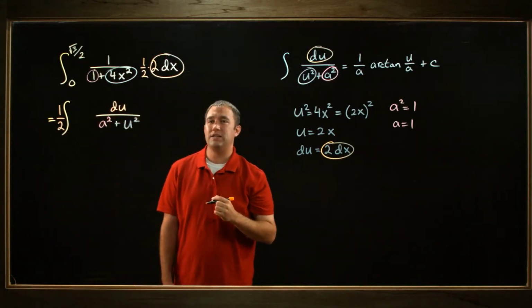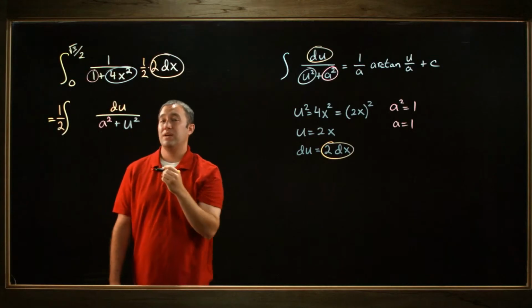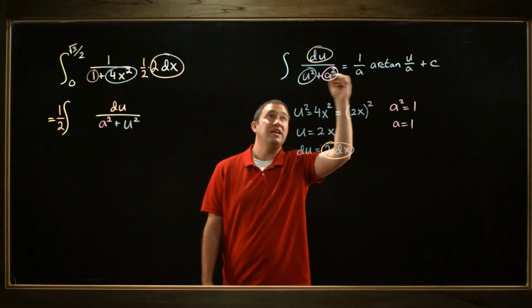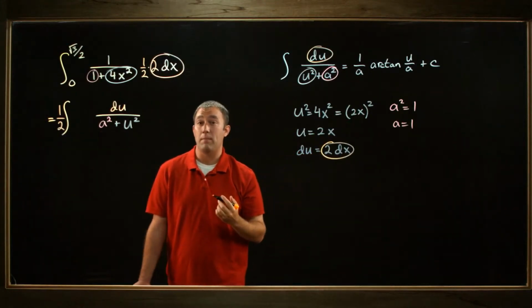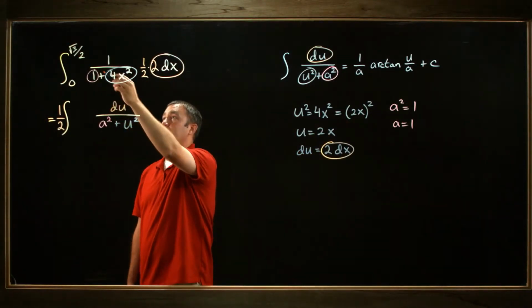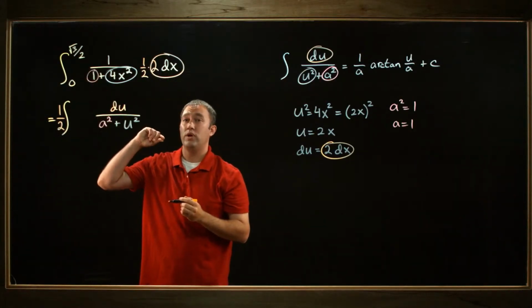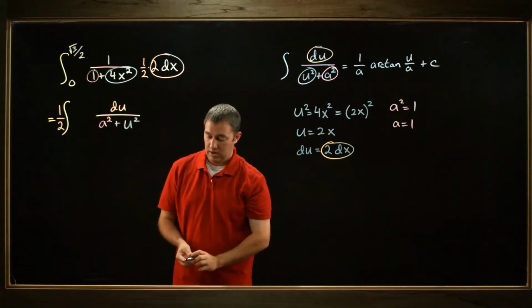One final thing I need to deal with are these limits of integration. This is a definite integral. So my final answer is not going to have a plus c like this indefinite integral, but it's going to be a number. So I need to change these limits of integration because while x is going from 0 to square root of 3 over 2, u will be going to something else. So let's try that.